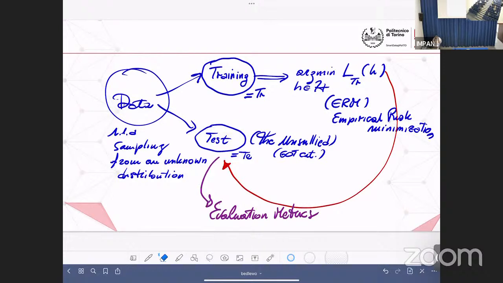So this is the basic scheme of what most of the algorithms in machine learning do, in particular if you are working in the so-called supervised setting. You have a certain set of data which theoretically are assumed to be sampled IID from some unknown distribution. IID is fundamental, otherwise many of the bounds on error that give an estimation of the true error fail, they don't work.